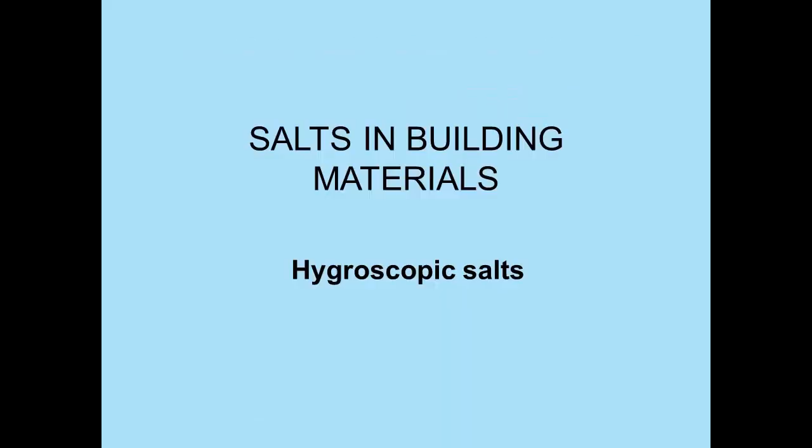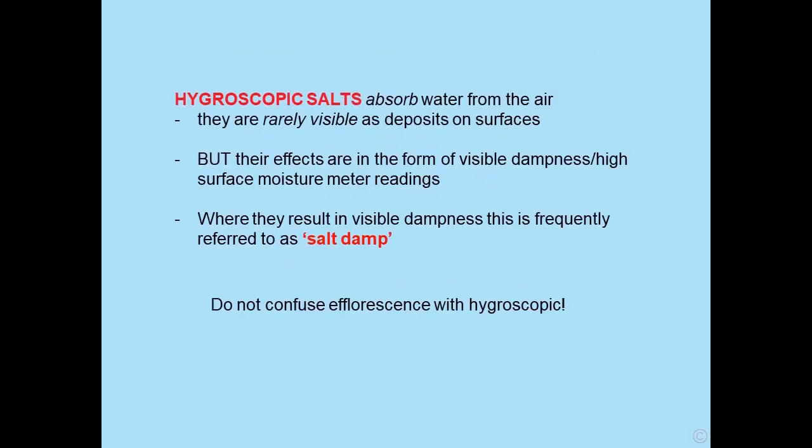The other group of salts in building materials are hygroscopic salts. Hygroscopic salts absorb water from the air, but they are rarely visible as deposits on surfaces. However, their effects are in the form of visible dampness and high surface moisture meter readings. And indeed, where they result in visible dampness, this is frequently referred to as salt damp.